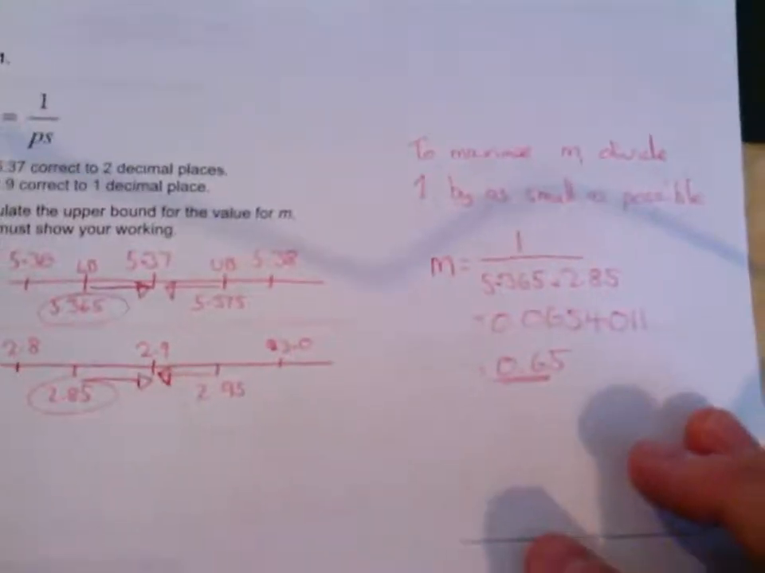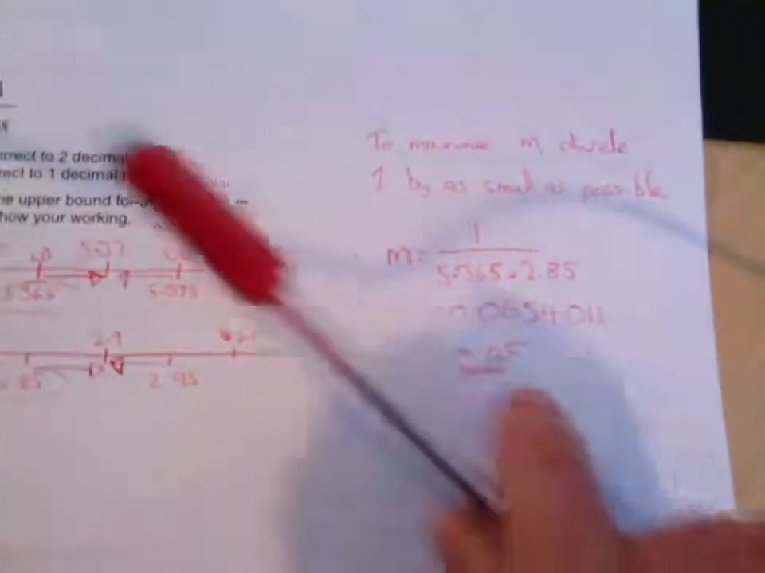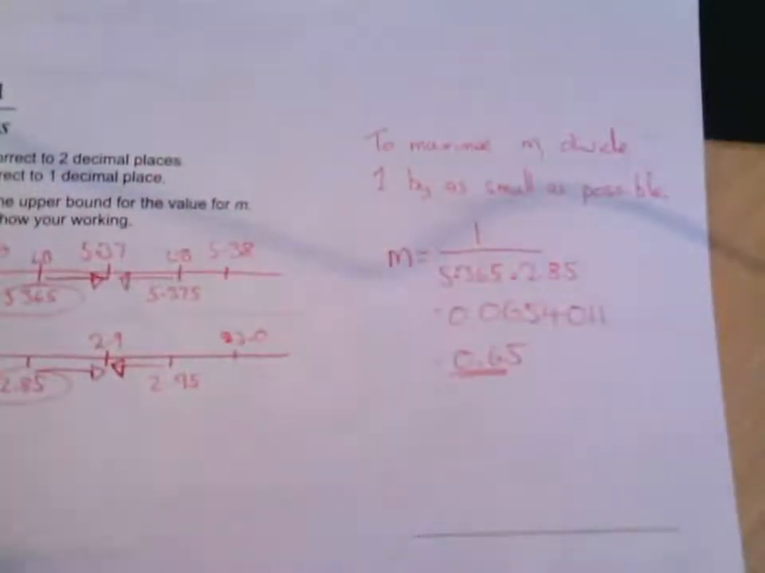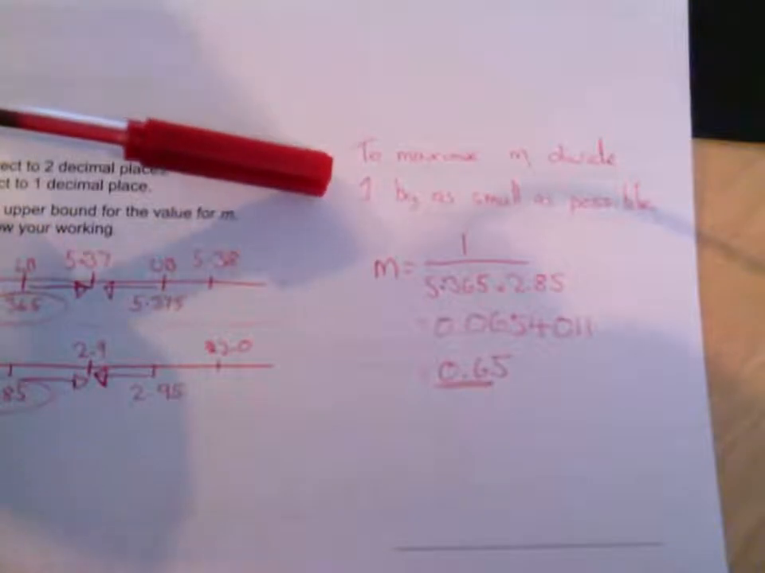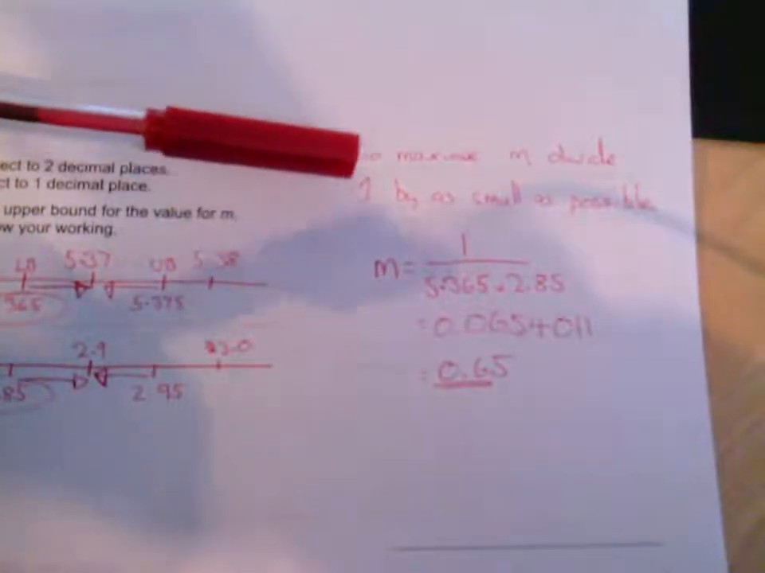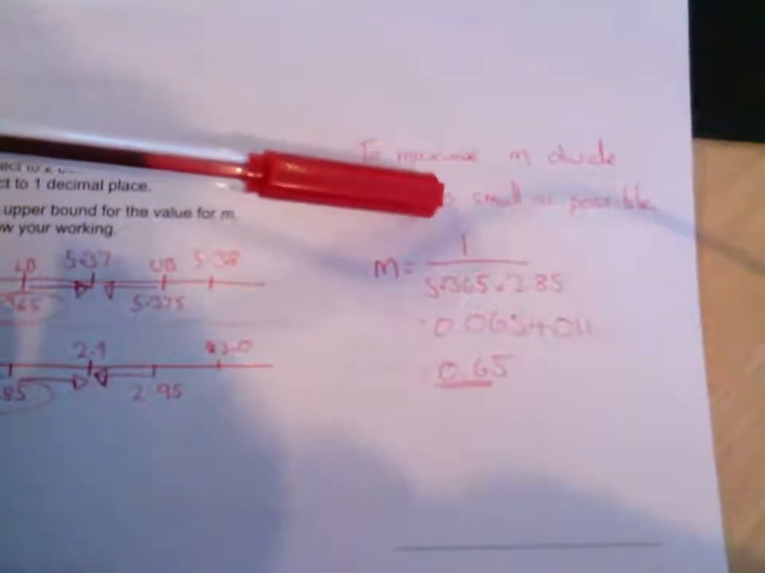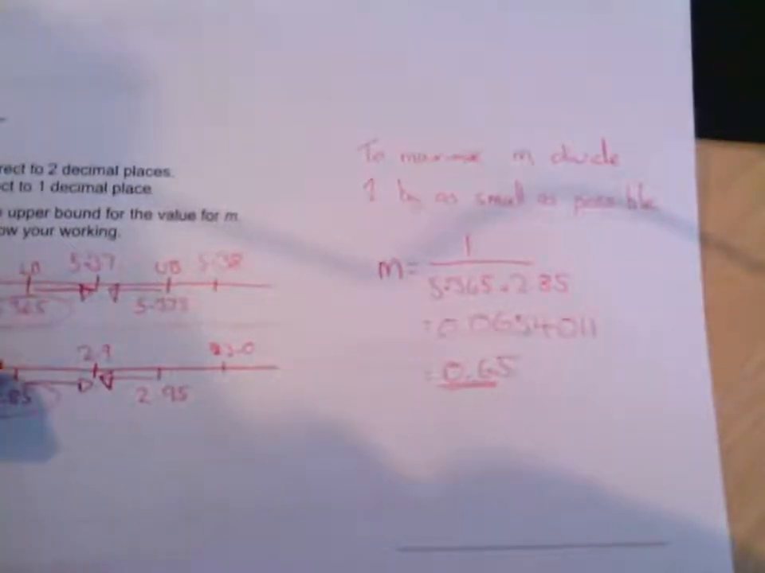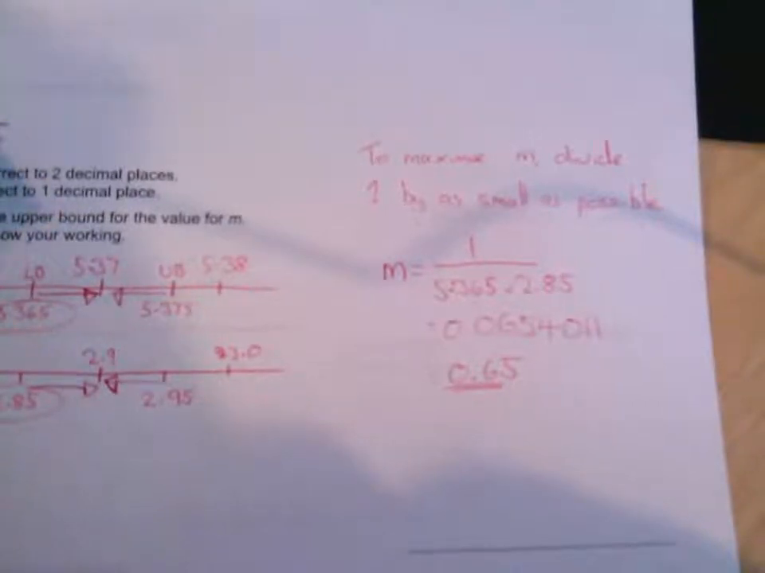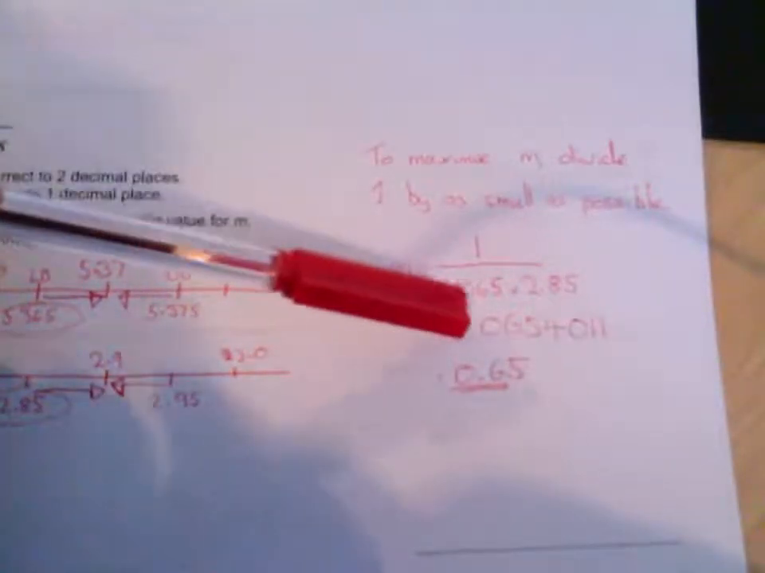Then I need to think back to the question. I'm being asked to find the upper bound of m, and the way we calculate m is 1 divided by a number. Well, in order to make m as big as possible, I want to divide 1 by a number as small as possible. To find the smallest possible number, I need to take both of my lower bounds. Okay, so I'll take both my lower bounds. It's PS as your denominator, so that's a multiplication of your two lower bounds, and then it's 1 divided by such item.